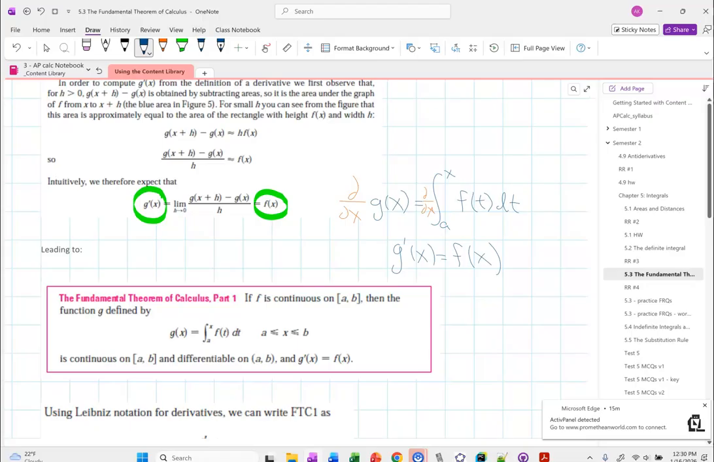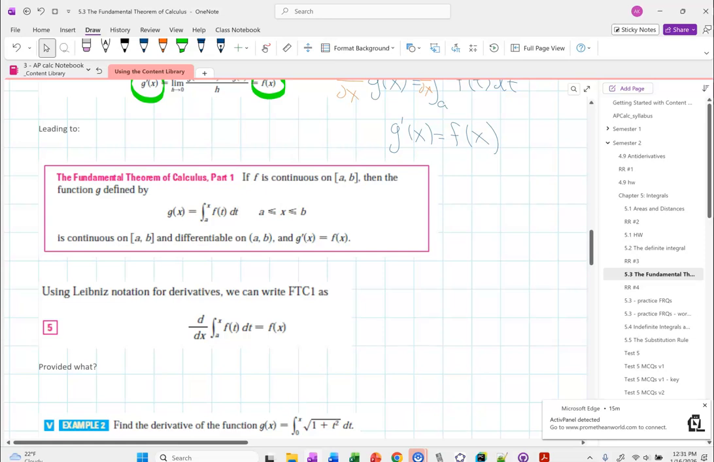Wait a second. Does that mean that they're inverse operations? Like it's akin to multiplication and division where they cancel each other out? Or squares and square roots? Or arc cosine and regular cosine? Yeah, that is what we're saying. So that statement is the fundamental theorem of calculus part 1. Integrals and derivatives are inverses of one another.